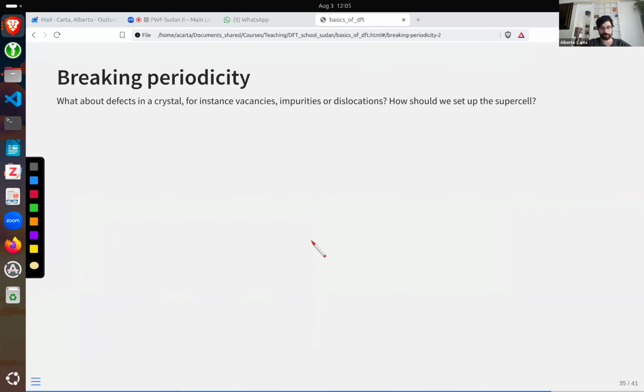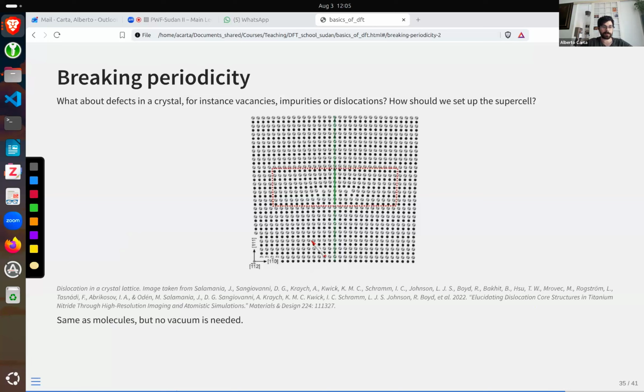Okay. So what about defects in crystals? Here maybe I can give you the answer because we're getting almost to the end. When we have systems that break periodicity, these are not only molecules; these are also defects in crystals. The price that you have to pay for breaking periodicity is that we need very, very big simulation cells. Here, for instance, we have a line defect in a crystal, and in order to capture this line defect, we need a very, very big simulation cell.